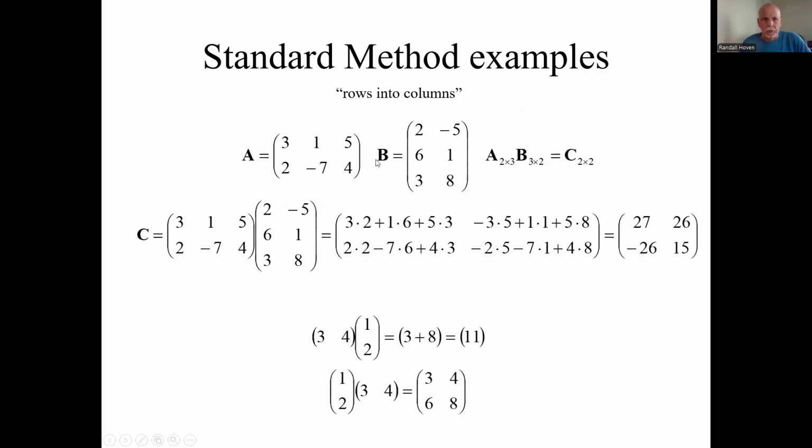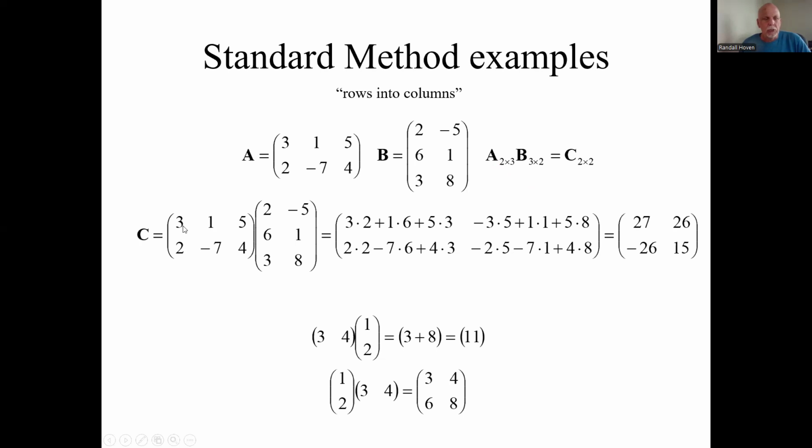Here it is with numbers. Say here's your A and here's your B. First, we can look at whether they are even compatible. A is 2 by 3. B is 3 by 2. I'll write those out: the inner numbers match, 3 versus 3. And the resulting product will be 2 by 2. Okay, we know that much.